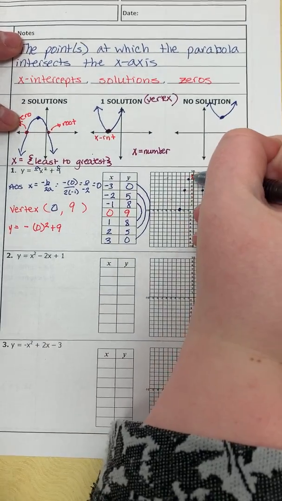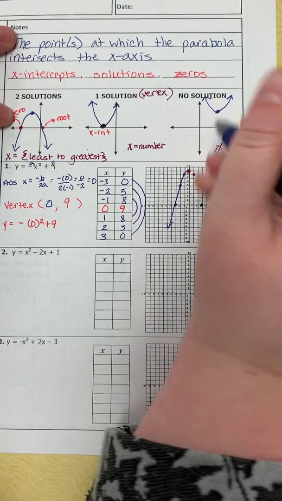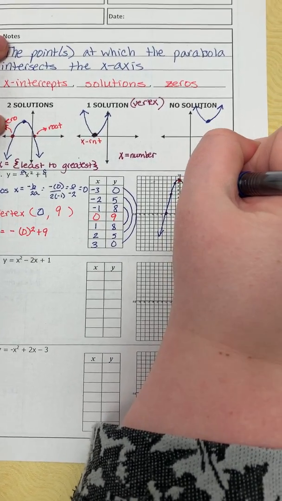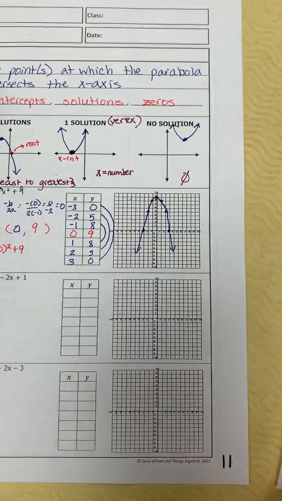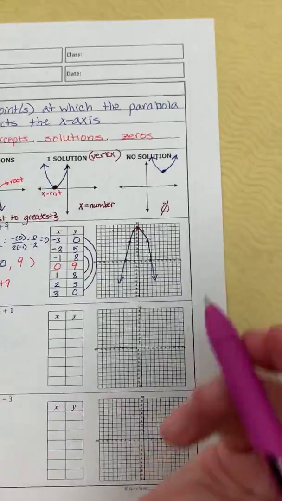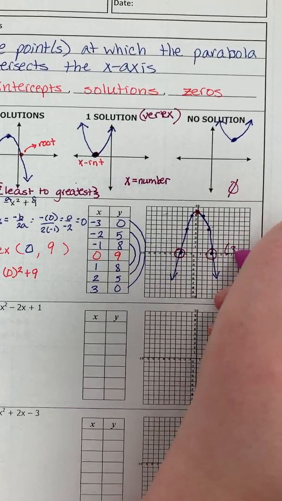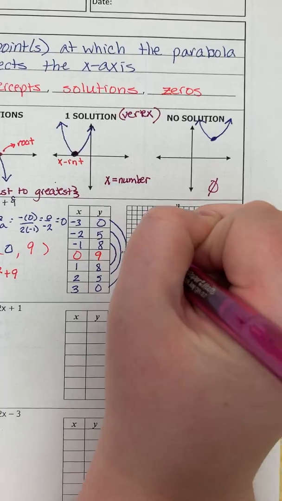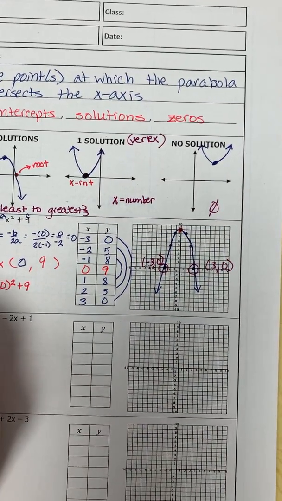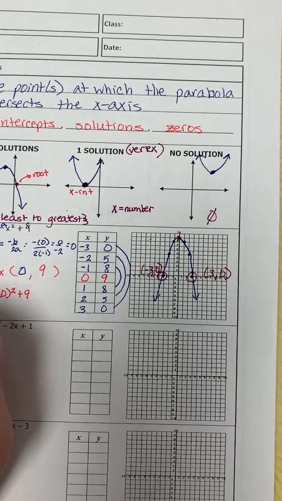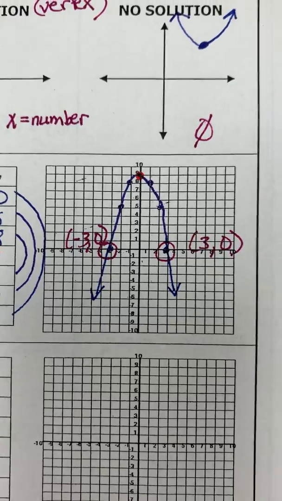Okay, notice that when a point is on the x-axis, its y value is now 0. Hence, they're called zeros. Okay, so look at this beautiful parent-sized parabola. It crosses the x-axis twice, meaning it has 2 roots, otherwise known as x-intercepts, otherwise known as 2 solutions, otherwise known as 2 zeros. Our focus is on the x values of those roots.